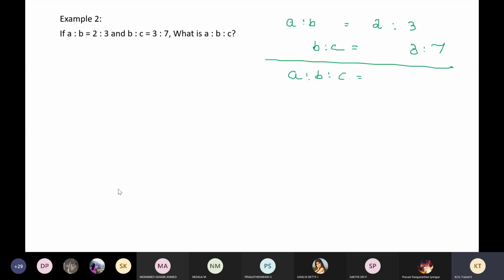What will be the answer here? They just want us to combine the ratios. A is to B is given, B is to C is given. What is the value of A is to B is to C?